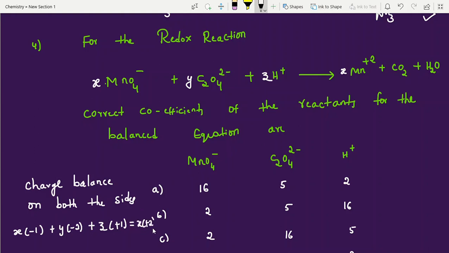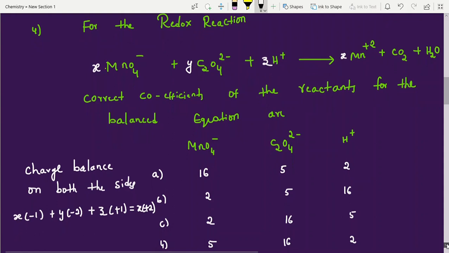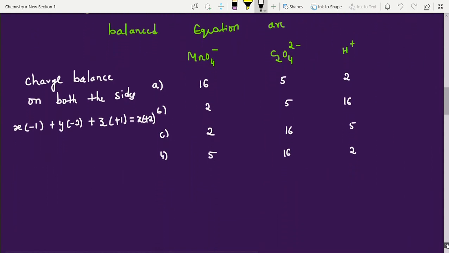That is equal to X into plus 2, right? This is plus 2 charge. This is minus 1 charge, Y minus 2, Z plus 1, X into plus 2. These two neutral compounds, leave it. Now try to solve the equation, students. After solving the equation, we have to substitute the options and check it.